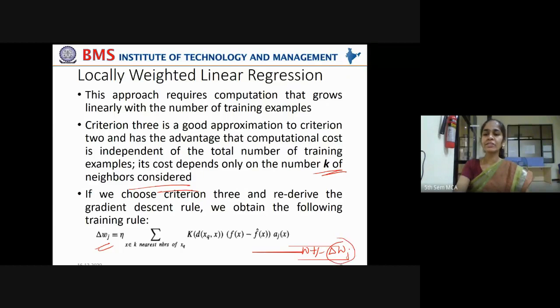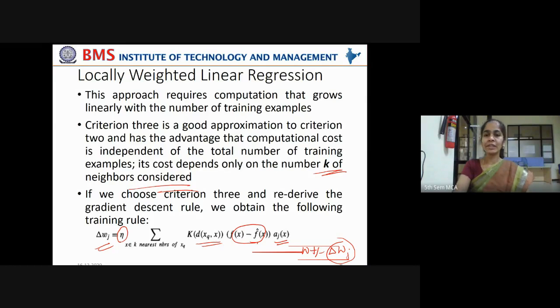So how is this weight adjustment calculated? It is the product of the learning rate nu and sigma, that is the added values of the prediction errors multiplied by the input attribute value multiplied by the function of the distance measure K, where the distance measure finds out the distance between xq, that is the new instance, and x, the existing instance.